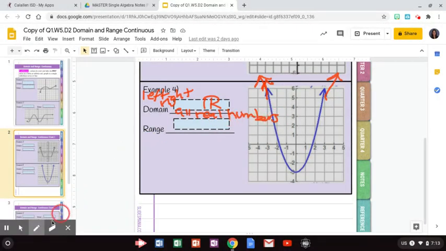Okay, the next one, our range, is how far up and down does the graph go? Up and down. Well, remember those arrows show that it goes all the way up, so it keeps going up, but does it go all the way down? No, it never goes below this point. Where does it never go below? Well, -3. So all of our y's are greater than or equal to -3. Now, how do I know it's equal to -3? Because it's a solid line and it hits -3. That means that it can be equal to -3.